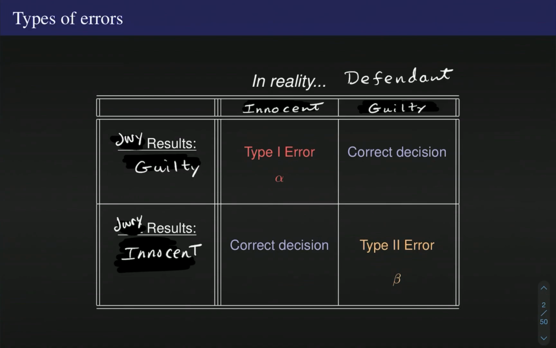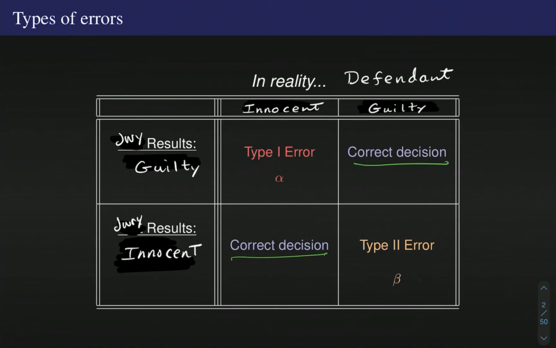And so now we can see how this ends up playing out. In the case where the jury says guilty and the person's actually guilty, well, great news. The criminal justice system worked. Similarly, if the person's actually innocent and the jury says innocent, again, the justice system worked. But you can think about the justice system as having two possible mistakes that it can make.